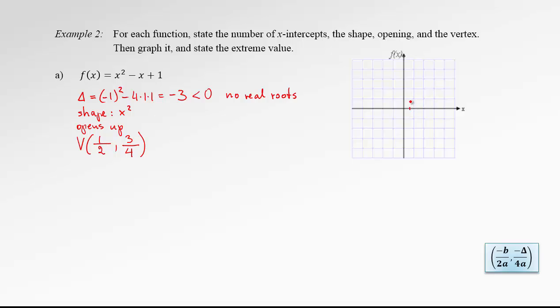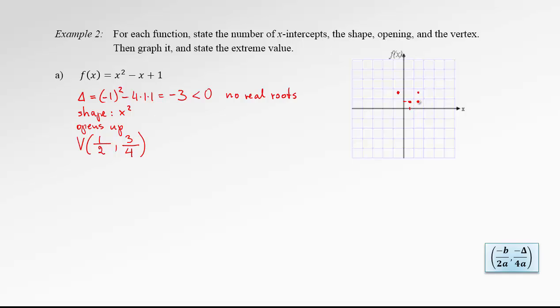1/2 will be here and 3/4 approximately here. So our vertex is at this place. Since the shape of our function is the same as the shape of the basic parabola, we'll go one step across, meaning up to here, and one up. So that's the next point. And one to the left, and one up. So that's the point. Okay, approximately here.